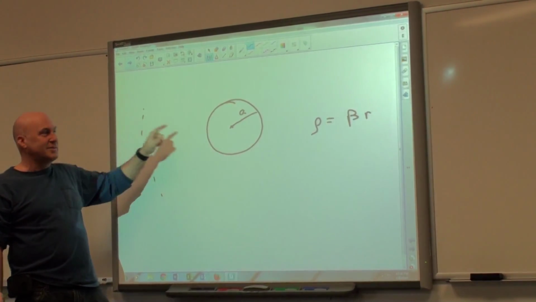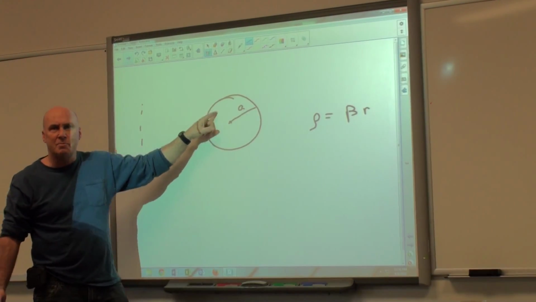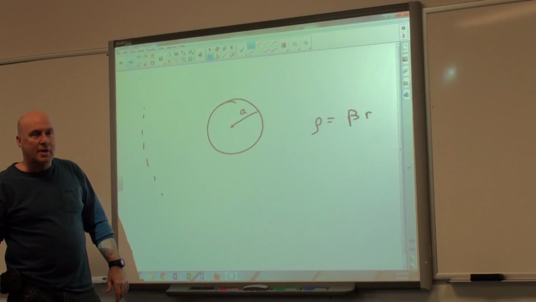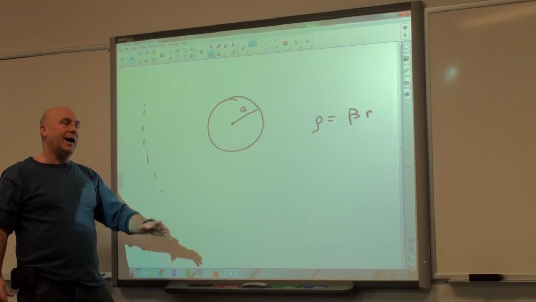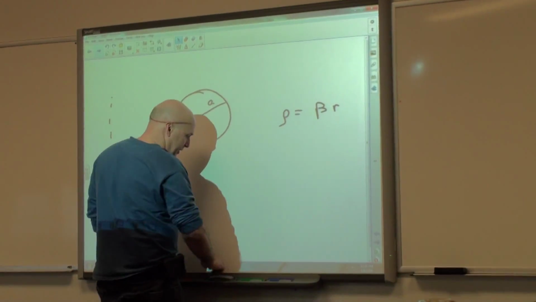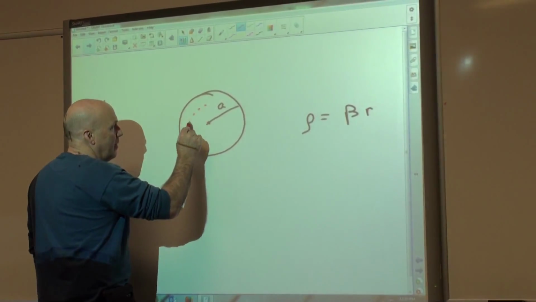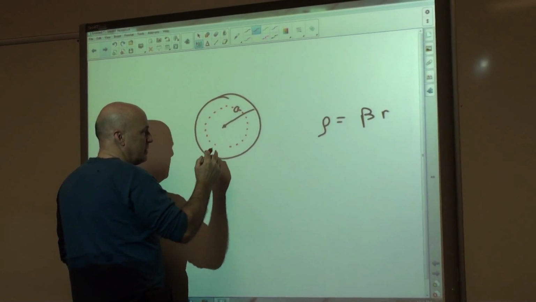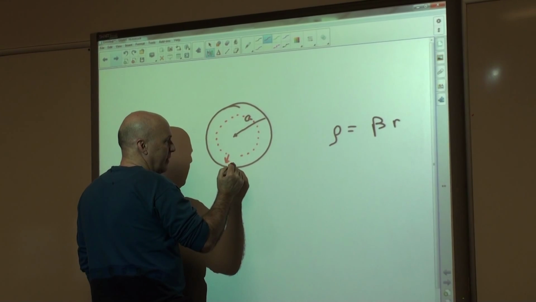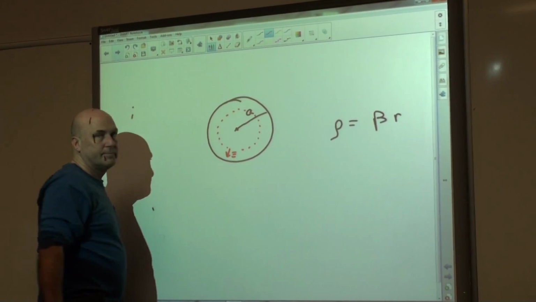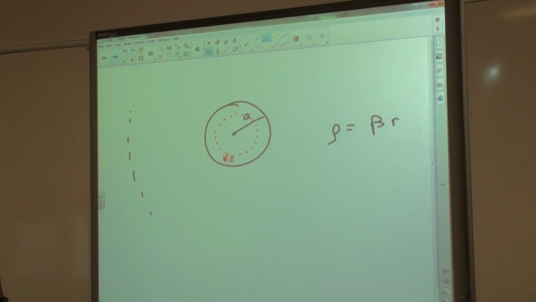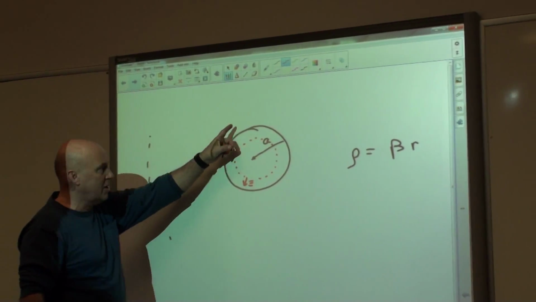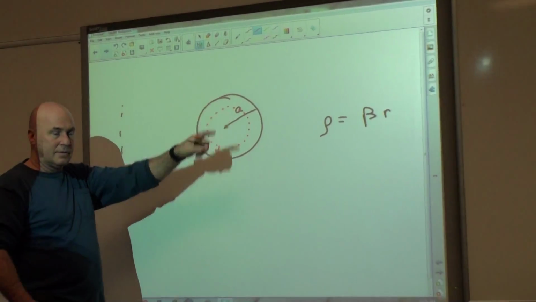I'll show you. Do you remember I wrote about 3 pages ago that dq is equal to rho times dv? Remember that? Rho is equal to dq over dv, charge per volume. So rho was equal to the total charge over the total volume, but rho is also equal to a little bit of charge over the differential of volume, a little tiny piece of the volume. Okay? Now in calculus class, what is dV? Area.